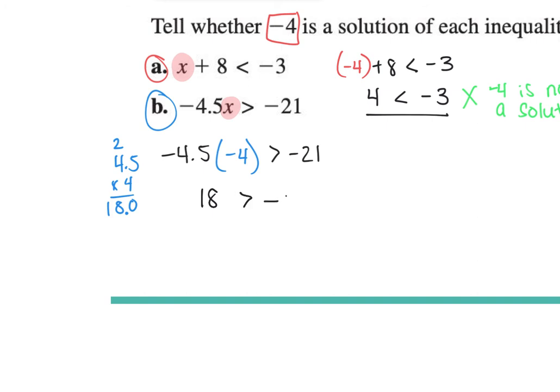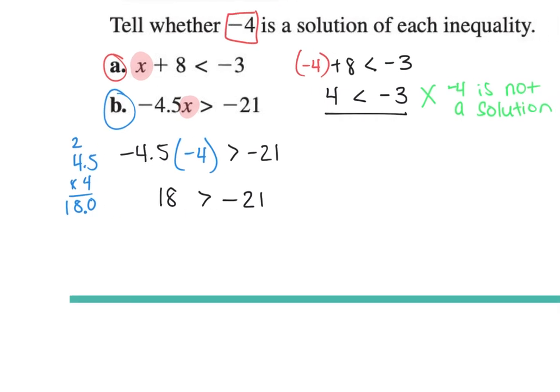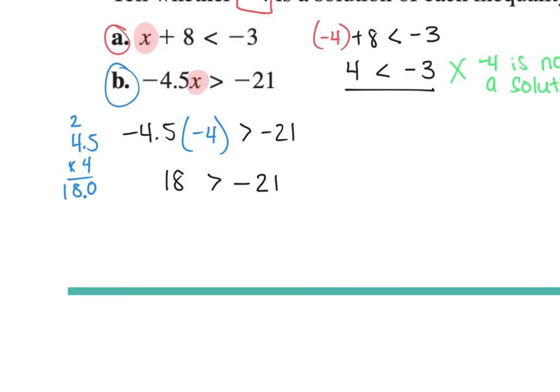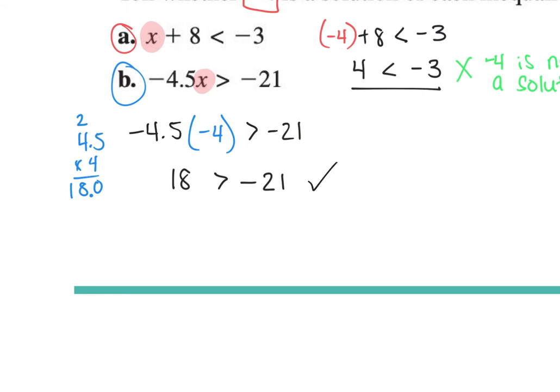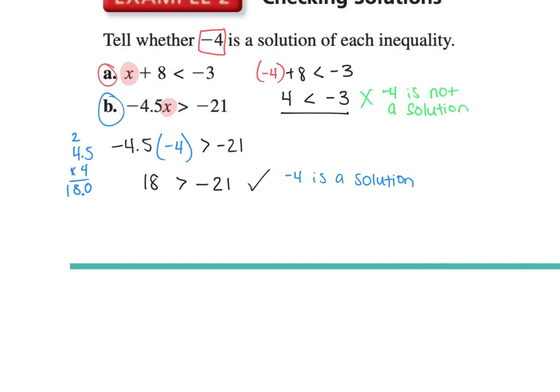Is 18 bigger than negative 21? 18 is indeed bigger than negative 21. It lies to the right of negative 21 on the number line. So this one works. So we would say negative 4 is a solution to the inequality, okay? So whenever you're finding out whether something is a solution, just plug it in and see if the inequality holds. If it does, we're good. If it doesn't, it's not a solution.